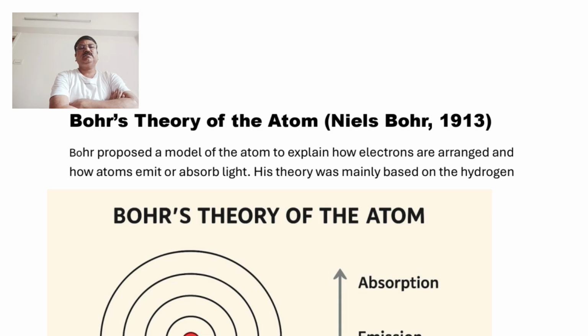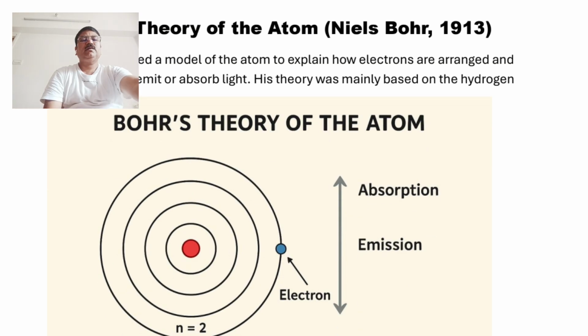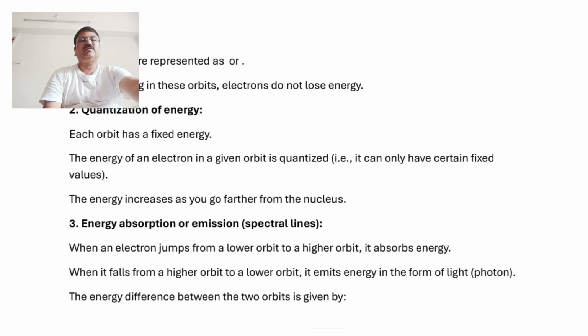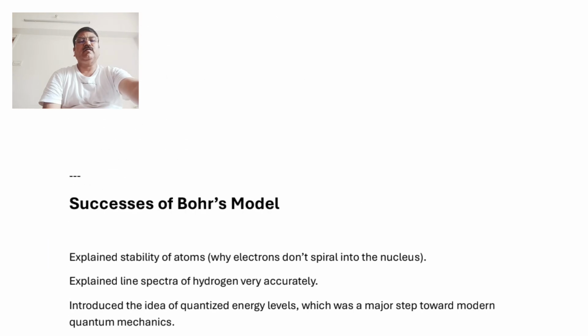In this lecture, we are going to study our chapter number 2, that is atomic structure. In this topic, we have to study Bohr's theory, postulates of Bohr's theory, then success of Bohr's theory, limitation of Bohr's theory, and concept of atomic orbital and other topics.